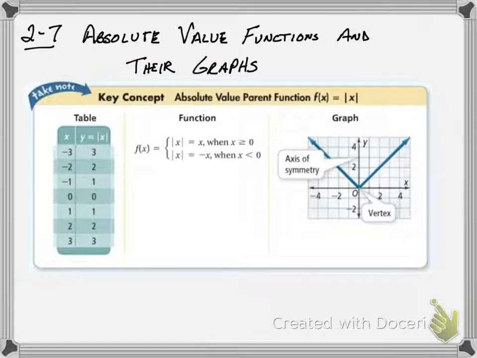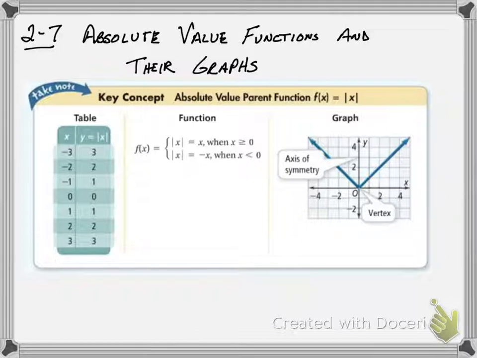2/7 absolute value functions and their graphs. Okay, if you take a look at what they're saying here, remember, absolute value is the distance from 0. It's never going to be negative. So no matter what your x is, your y is always going to tend to be positive. So it's going to give you a V shape.